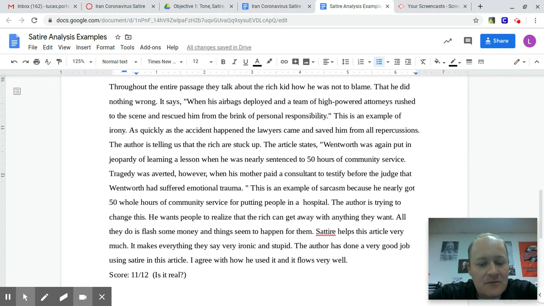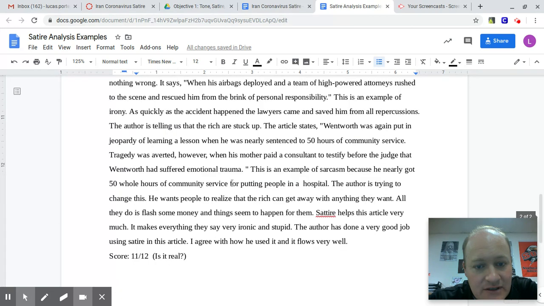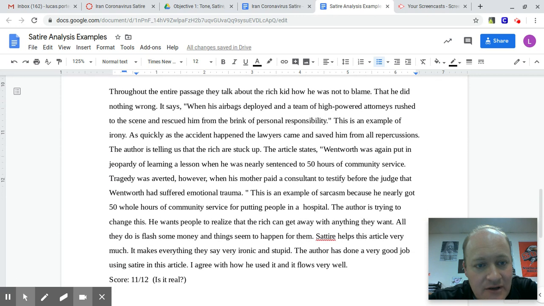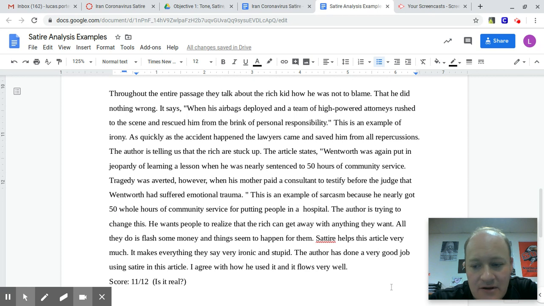Okay, this last one came really close, 11 out of 12. Explained the satire almost. Didn't say whether it was real or not, and I want you to recognize that. That's why I put that in the bullet point. Explain the satire, what is or isn't real. Okay, I put it there so that you would do it. Throughout the entire passage, they talk about the rich kid, how he was not to blame, that he did nothing wrong. Okay, we've got an answer here. I'm not going to go through this whole thing, but you're kind of getting the idea.